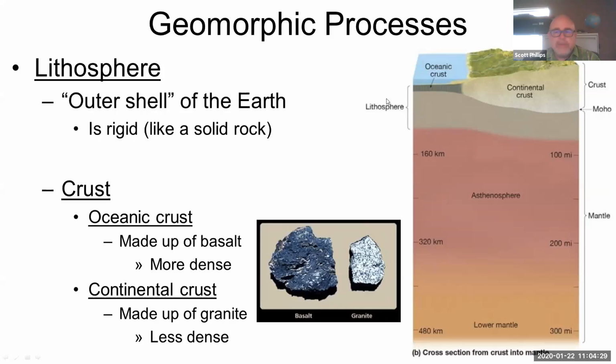So again, the lithosphere is the outer shell of the Earth. It's rigid like rock. And on top of that, we have the crust, where we have oceanic crust made of basalt. One thing about this basalt is that it's more dense than continental crust. This comes into play when the two get pushed together. Oceanic crust, because it's heavier, ends up being pushed underneath continental crust, which is a lighter material. Continental crust here is made up of granite, which is lighter and less dense than basalt.